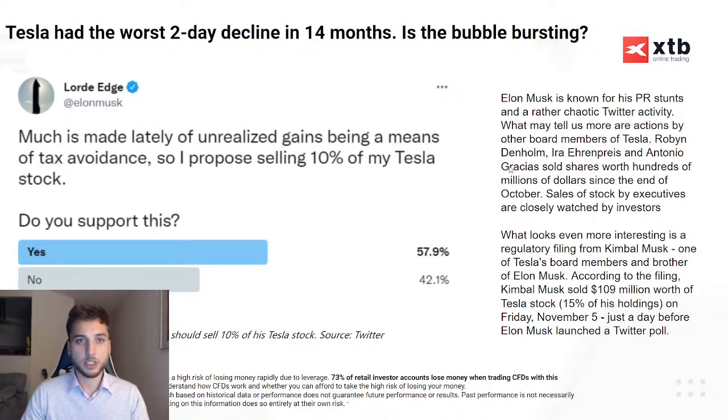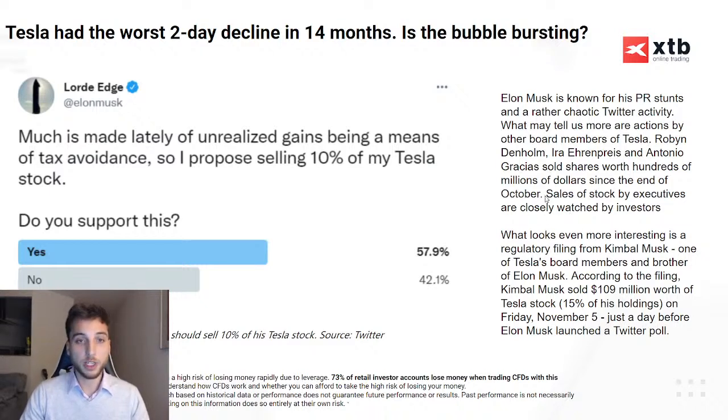But what looks even more interesting, I think, is a regulatory filing by Kimbal Musk, one of Tesla's board members and brother of Elon Musk, who, according to the filing, sold $109 million worth of Tesla stock, which is 15% of his holdings, on Friday, November 4th or 5th, a day before Elon Musk launched a Twitter poll. So we said that these are PR stunts and chaotic Twitter activity, but sometimes we tend to think that it's more impulsive and natural, in the moment. But as you can see here, it is possible to assume that these people were aware of what was going to happen.